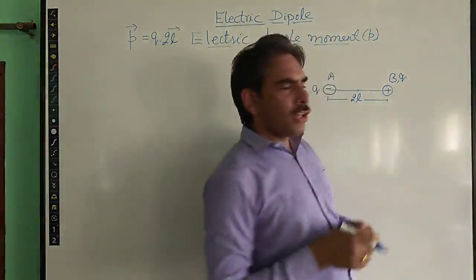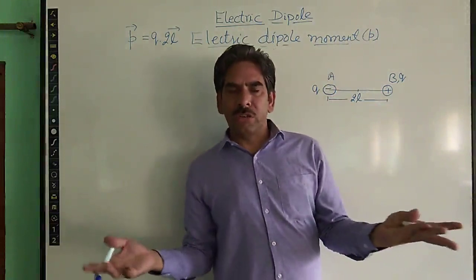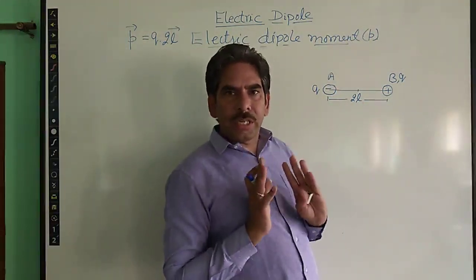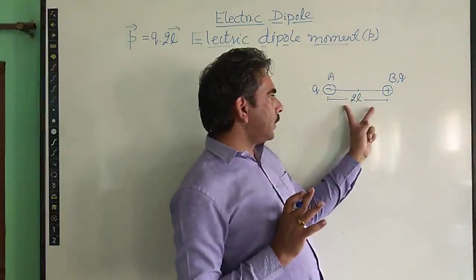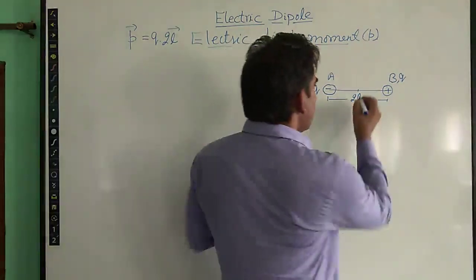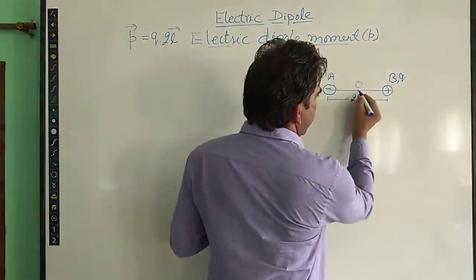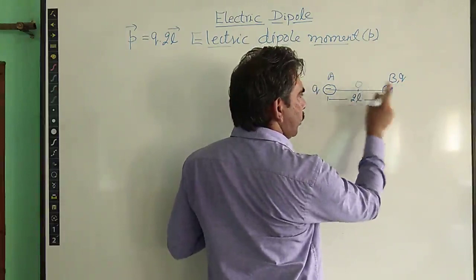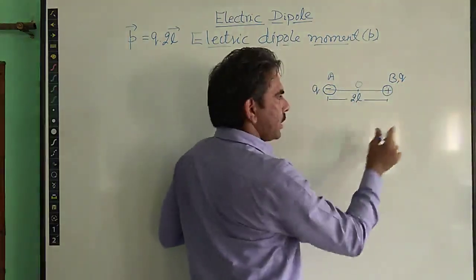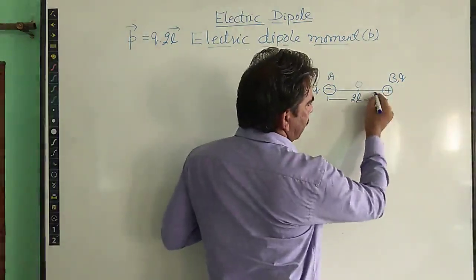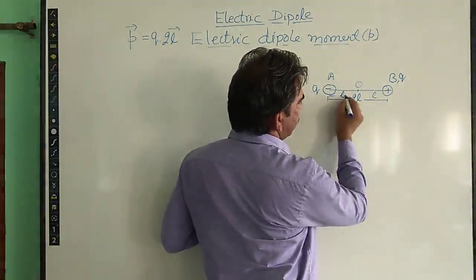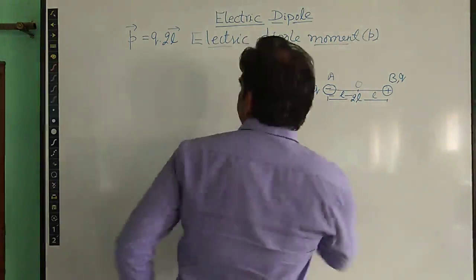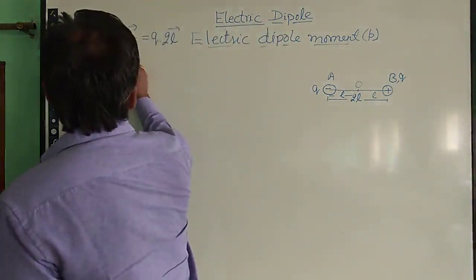And the distance of any point where we are willing to calculate the electric field is always taken from the center of the dipole. The center of the dipole lies at the midpoint of the line joining the two charges. So this is the center of the dipole, O. From the center of the dipole, the positive and negative charges lie at equal distances, which is L here, and this is also L here. So the total length makes 2L. And in the first case, we are taking the electric field.